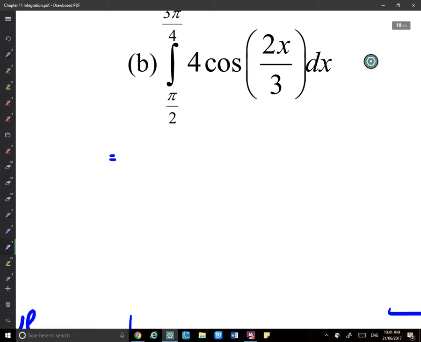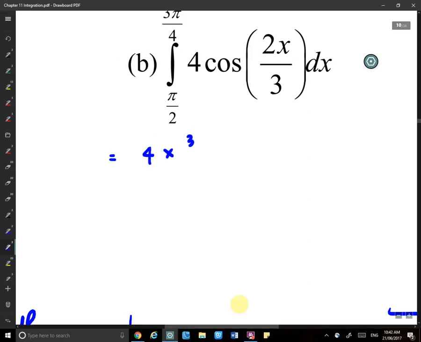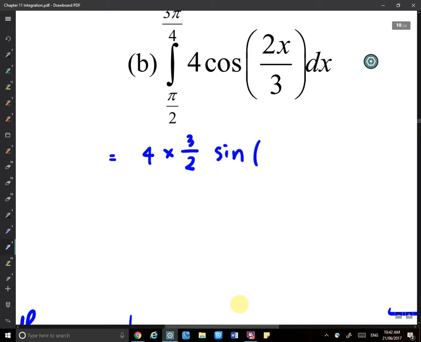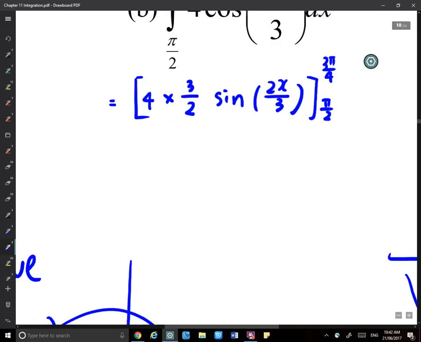Okay, so cosine will become what if you integrate cosine? Positive sine. And you have a coefficient of 2 over 3 x in the bracket. Therefore, you will times the 3 over 2 outside, because it's 1 over that value, you flip it. And cosine will become sine, and you still have 2x over 3 here, and you will have pi over 2 to 3 pi over 4. You don't need to plus c in this case.